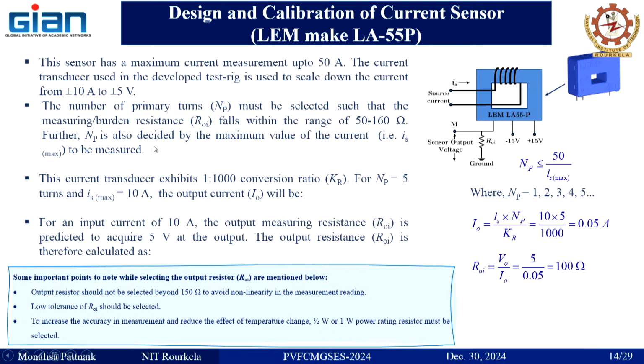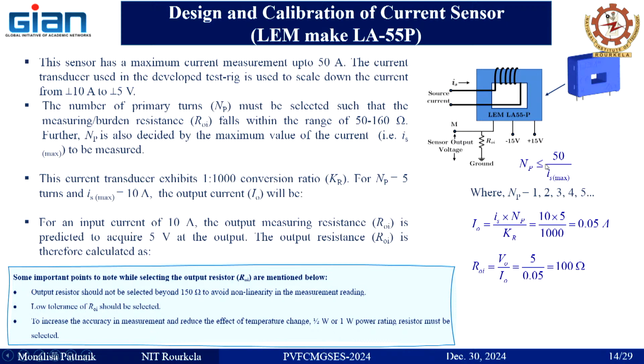For measurement purposes we are using a current sensor and a voltage sensor. The current sensor is the LEM LA55P, which can measure a maximum current up to 50 ampere, and here we are measuring only a maximum current of 10 ampere, which is converted into plus or minus 5 volt. As it is a current sensor, we need a turns ratio, so for the turns ratio calculation we use this formula.